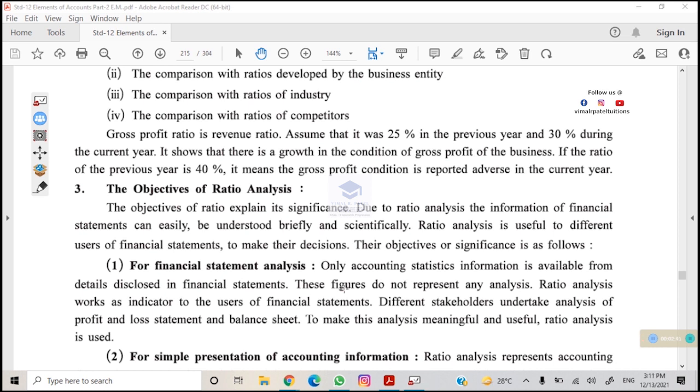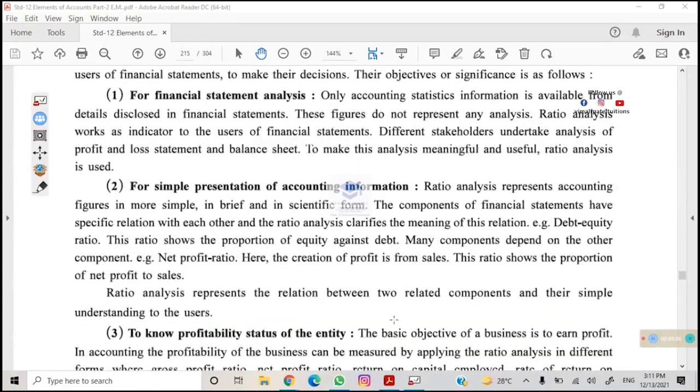But ratio analysis works as an indicator to the parties who are using financial statements. Different stakeholders like owner, shareholder, employees, customer, bankers, creditors, government, investors undertake analysis of profit and loss account and balance sheet for their own purpose. So to make this analysis meaningful and useful, ratio analysis is used. Then you can present all the accounting information, which is very complicated or in detailed form, in a very simple and lucid manner. Rather than giving all the details about the company's profitability, solvency, financial situation, you can present the whole information in one figure by ratio analysis.